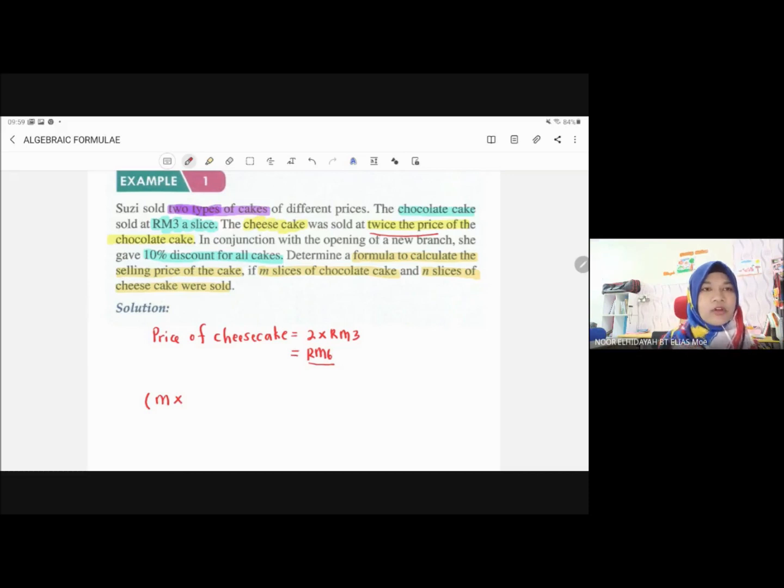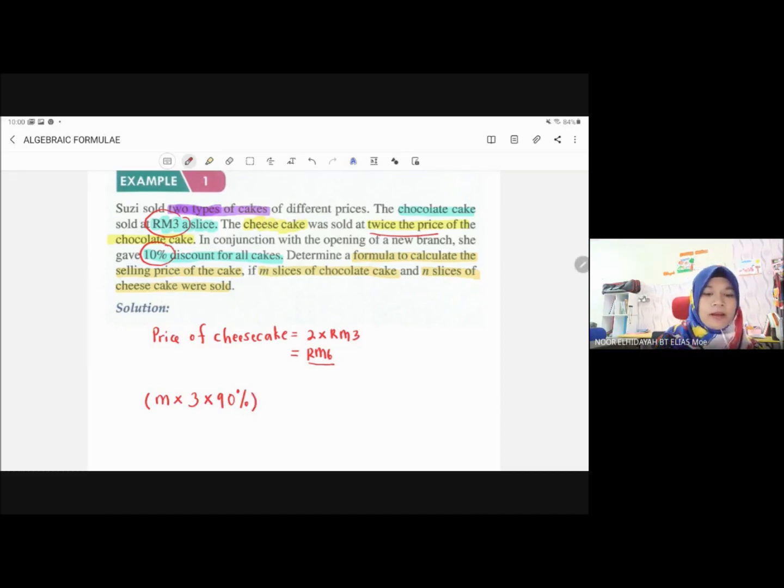Normally when you want to do calculation involving algebra, as I said before, no need to put the unit so that you are not confused. Here you have RM3 a slice for chocolate cake. But here you have to be careful. You have 10% discount. 10% discount means that dia kena tolak 10%. Means tinggal lagi 90%. So times 90%. Kenapa 90%? Because dia ada discount 10%. So harga yang tinggal is 90%. And then this one is for chocolate cake.